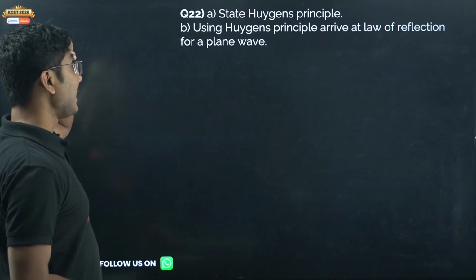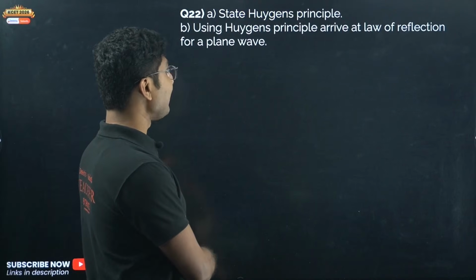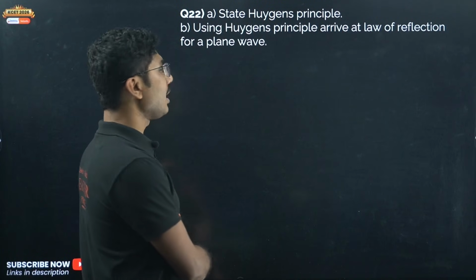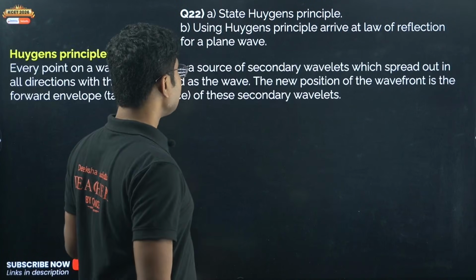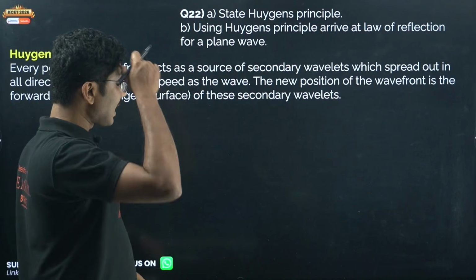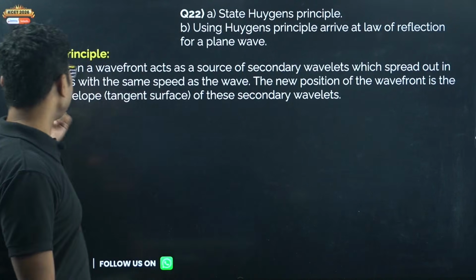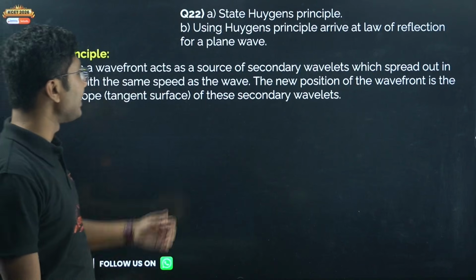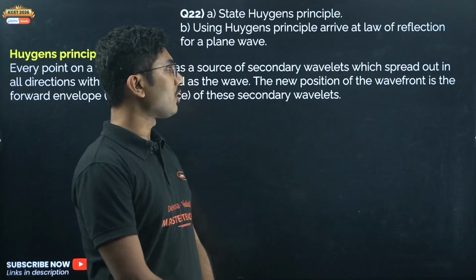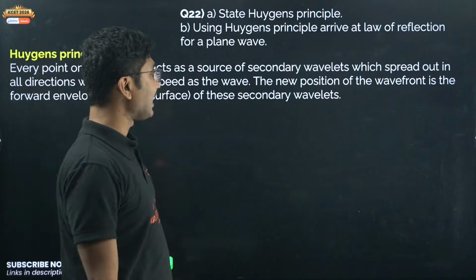Next, state Huygens principle. Using Huygens principle, arrive at the law of reflection for a plane wave. Okay, this is the easiest question. Every point on a wavefront acts as a source of secondary wavelets which spread out in the forward direction with the same speed as the wave. The new position of the wavefront is the forward envelope or tangent of the secondary wavelets.